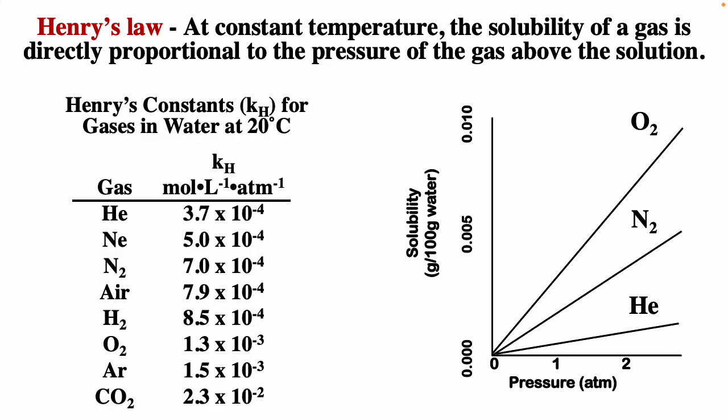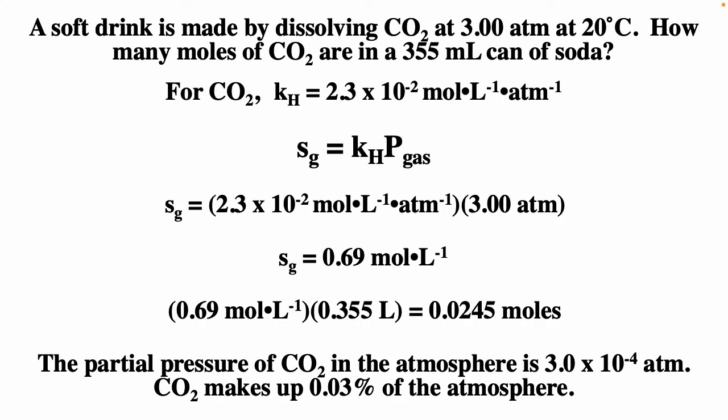If we look at a wider range of gases, again, the bigger gases will have a stronger dipole-induced dipole interaction and will be more soluble in water. And so soft drink is made by dissolving CO2 at 3 atmospheres at 20 degrees Celsius. How many moles of CO2 are in a 355 milliliter can of soda?